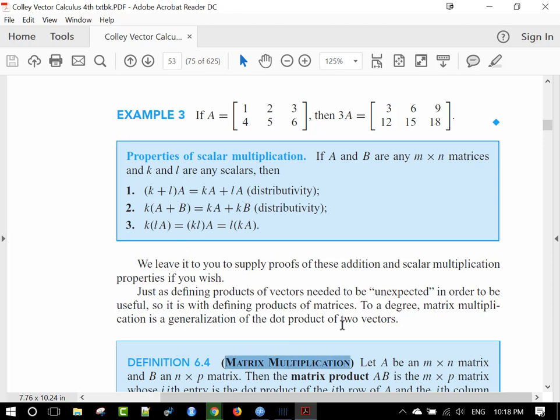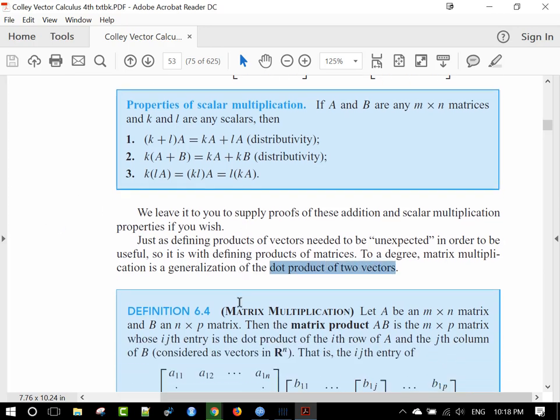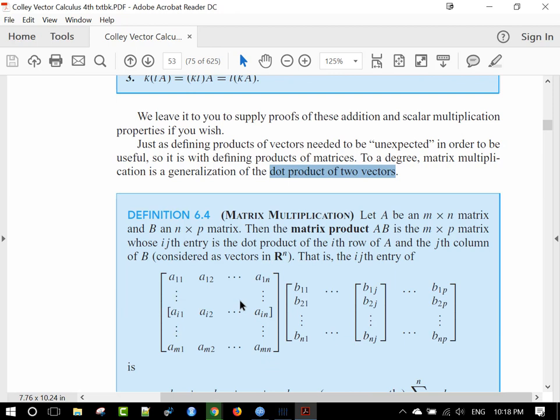And she says, actually, it's somehow related to the dot product of two vectors, in a way. So let's see what we mean by it anyway. Suppose we have a matrix A and another matrix B, and A is of size m by n, and B is of size n by p.